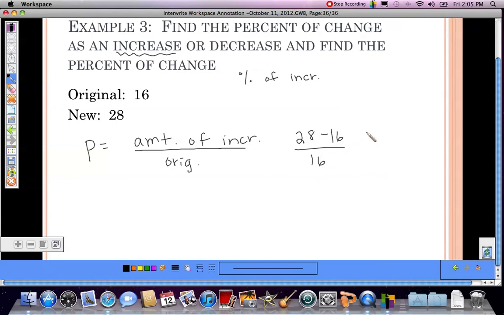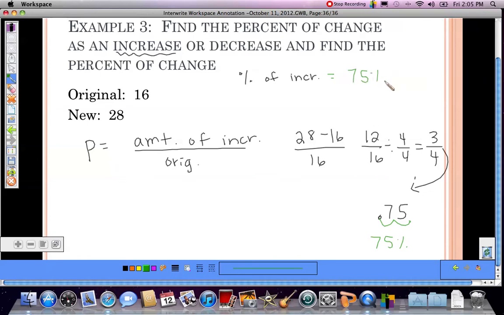28 minus 16 is 12, and then of course we can reduce this fraction by 4. The fraction is 3/4. We need to find a percent of increase. So 3/4, we need to convert it to a decimal by dividing. You're going to do 3 divided by 4, making it 0.75. And of course we need a percent, so move your decimal over once, twice, and the answer is 75%. So your percent of increase equals 75%.